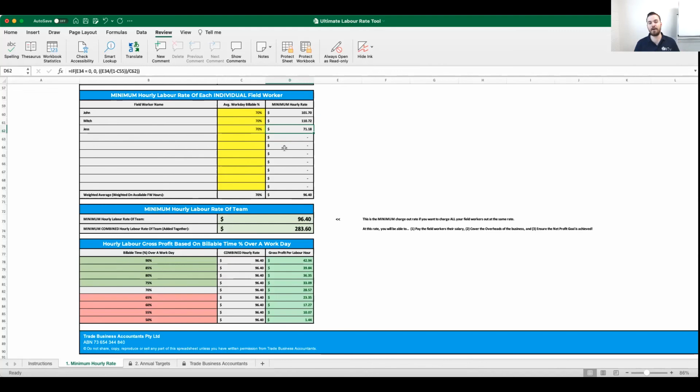Now, the second part of this tool is the financial target side of things, or the annual target side of things, because at the end of the day, an hourly labor rate is only really one half of the equation. It's no good charging $110 an hour if you're billable 1 hour in a week. You're not going to be on track. That's why you've got to marry your hourly rate with a financial target that you're reviewing through your profit and loss statement each month, each quarter, each half year, each year, to make sure that you're on track with your targets that you've set.